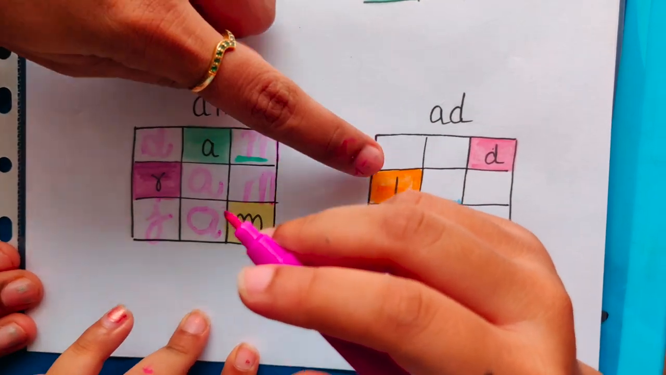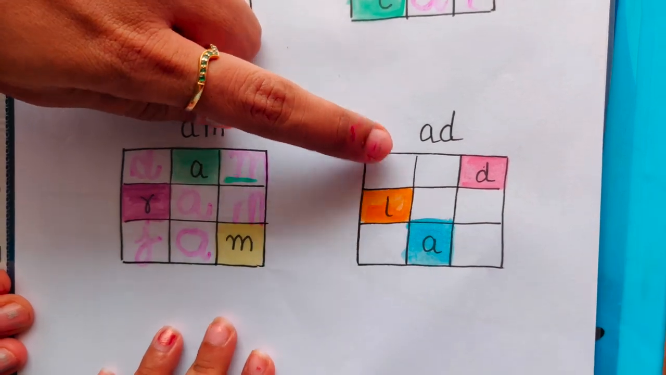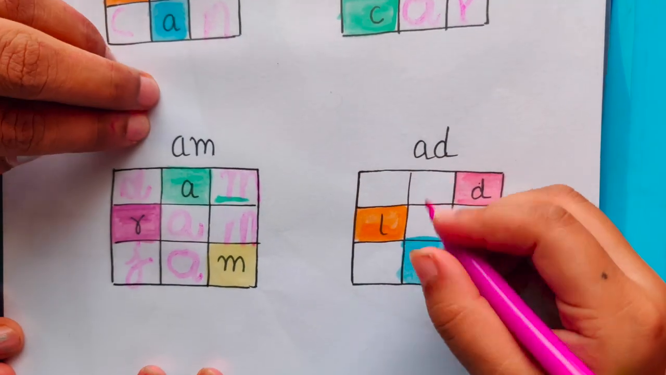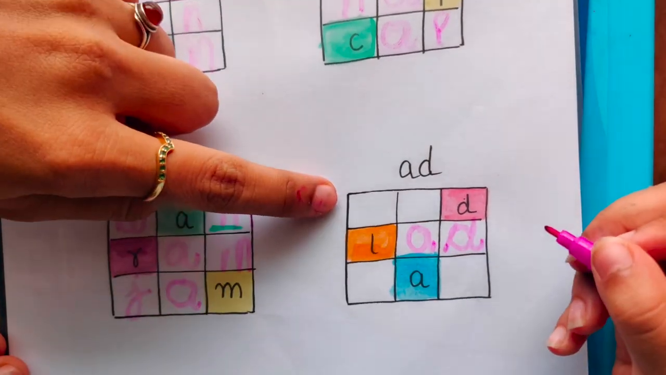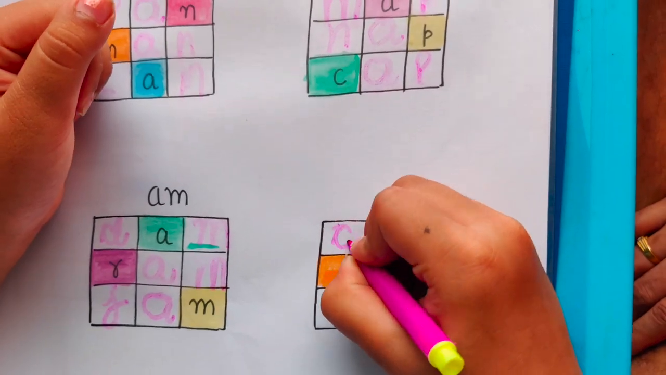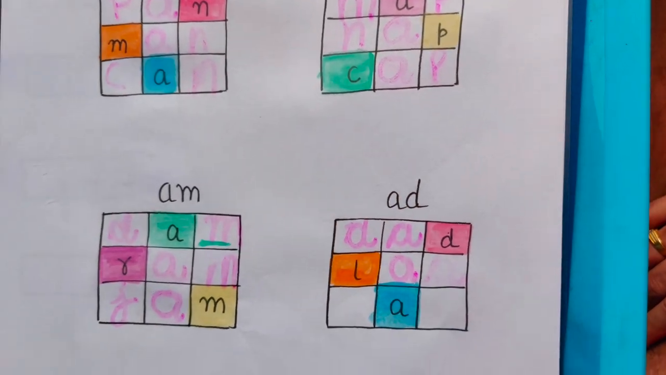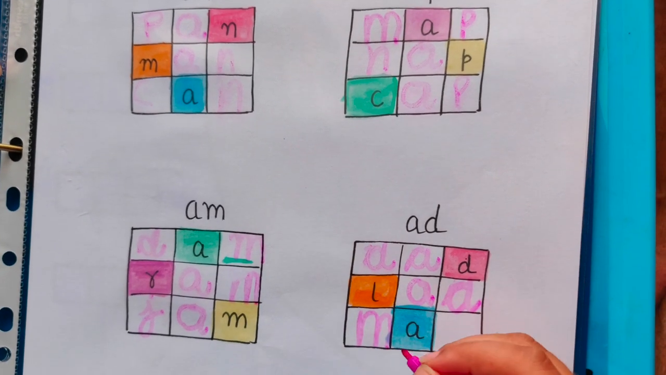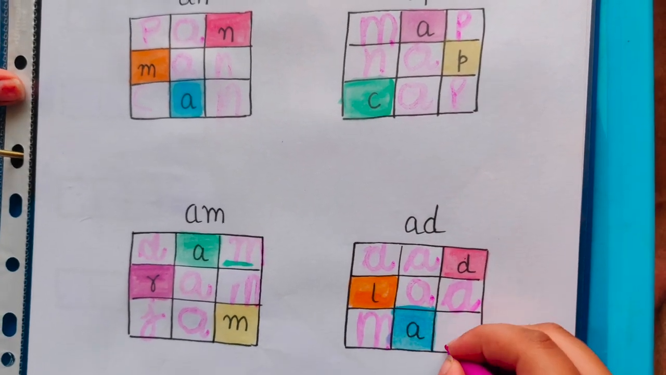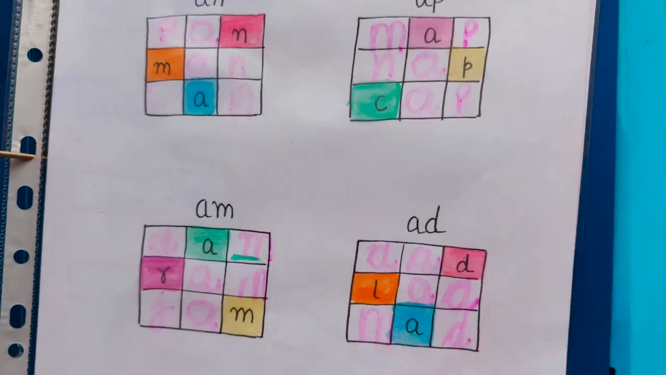Last is the add family. Okay, add. So anything with l and then add, what will it make? Lad. So right over here. And then tell me one more word. Dad. Now one more we have to write. Add. Next. Done. Finish.